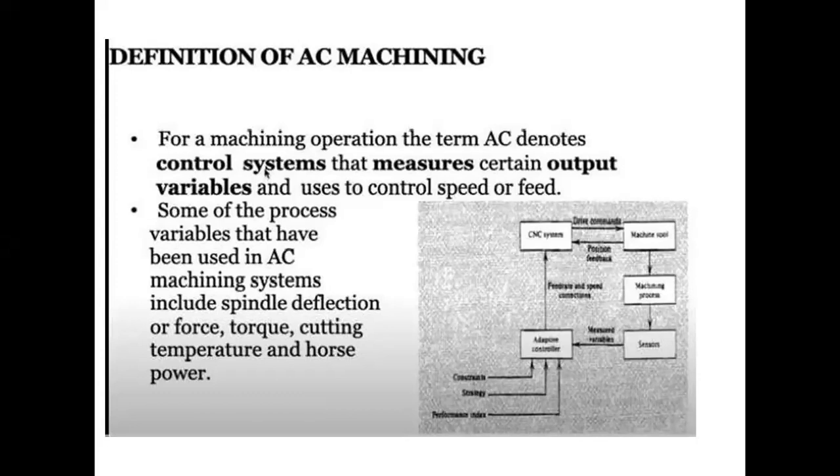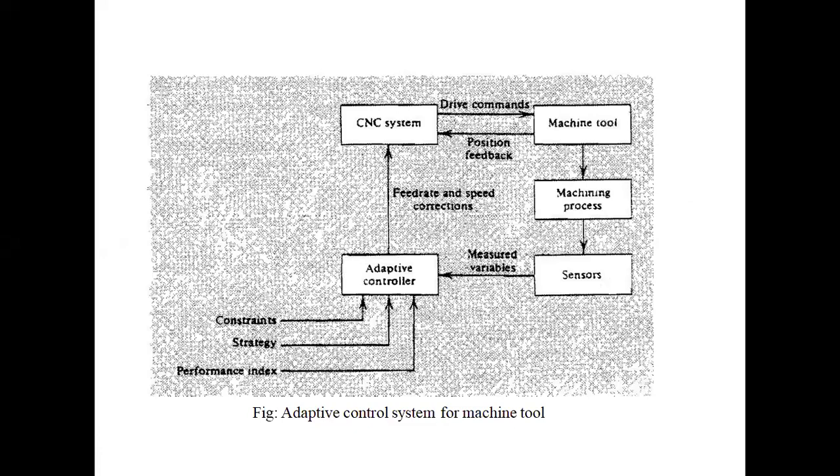So you see, for machining operation, the term adaptive control, AC, denotes control systems that measure certain output variables and use them to control speed or feed, right? So it will measure certain parameters, certain variables as you call them, and will use that data to control the speed or feed. Speed of the workpiece, speed of the tool, or feed rate. Some of the process variables that have been used in AC machining systems include spindle deflection, force, torque, cutting temperature, horsepower. So you see, these are all being measured. How? With the help of sensors. I'll show you this diagram in the next page. That will be clear. You see, this is that diagram.